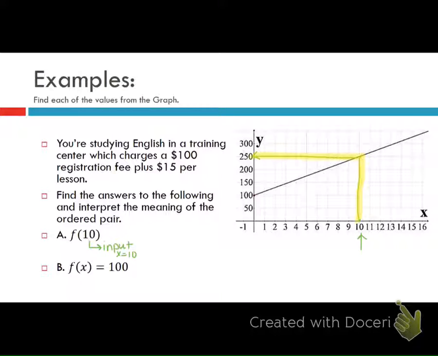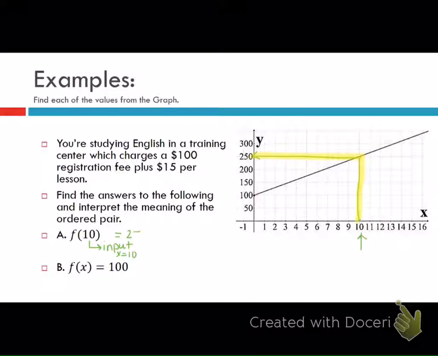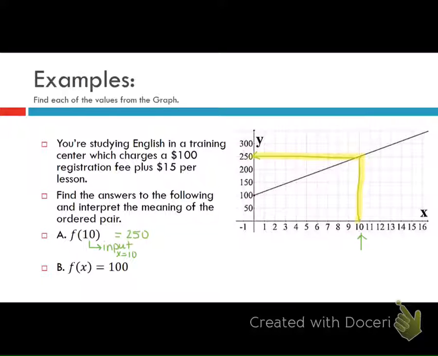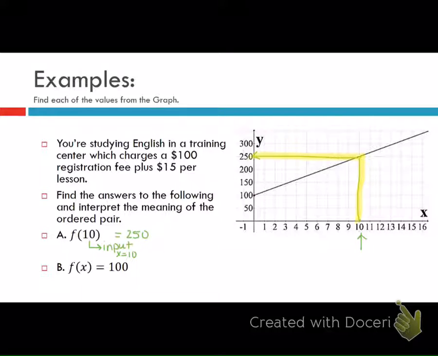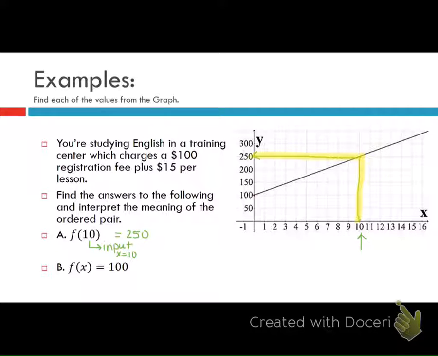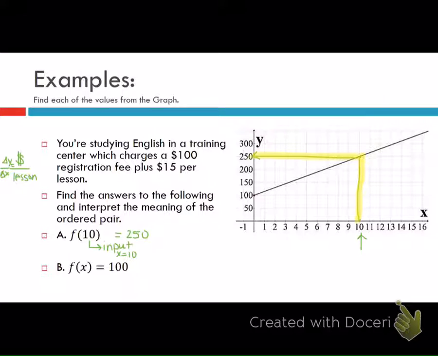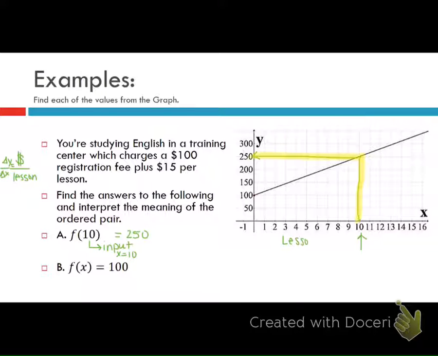And now we're going to explain the meaning in context. What does (10, 250) mean? So let's label our graph. What does the x-axis mean? Riley, what is the x-axis? The lessons. Yeah, it's price per lesson, right? And in slope, you guys know slope is a change in y over a change in x. You learned that last year, correct? So x is our lessons. So what would y be? The cost. So what does (10, 250) mean?